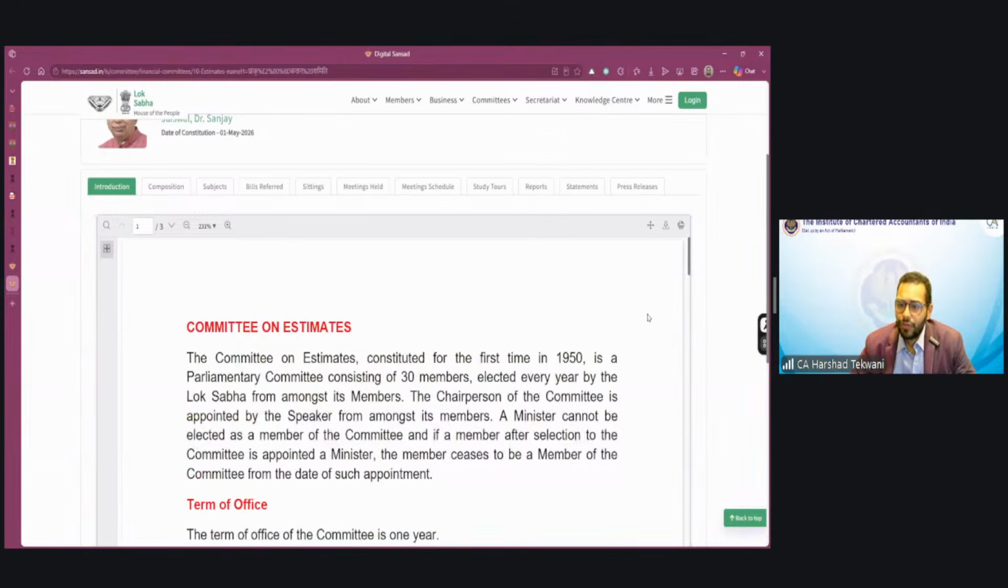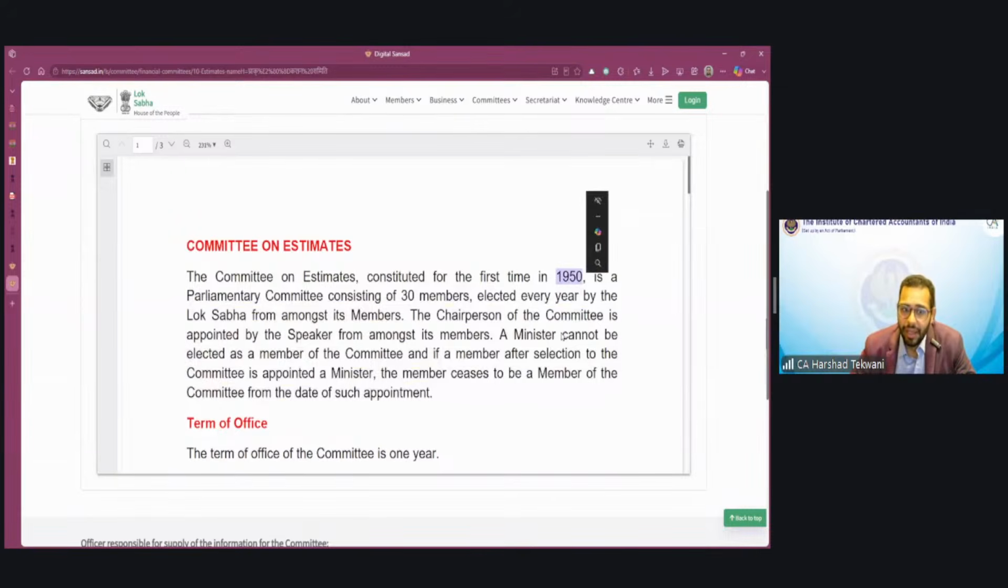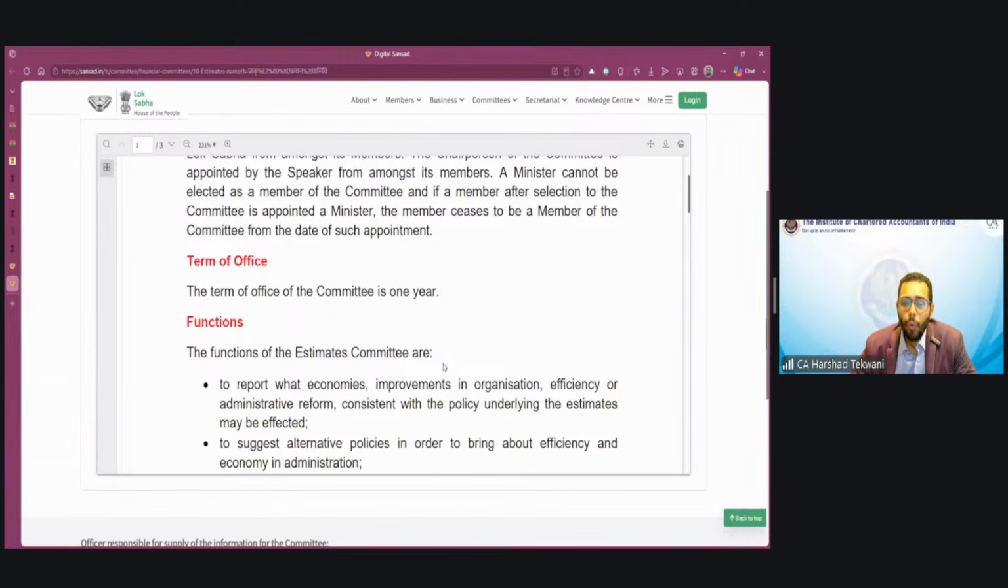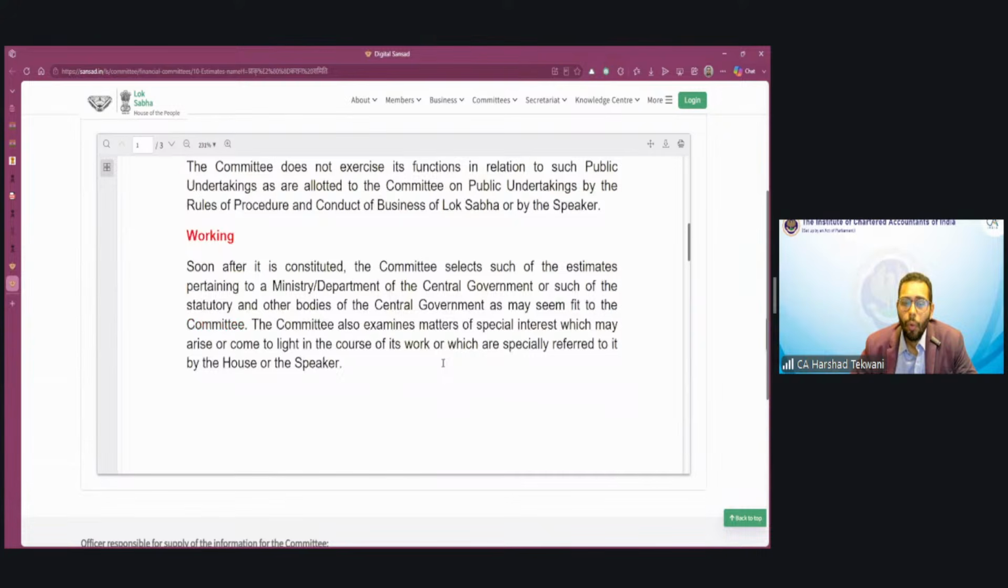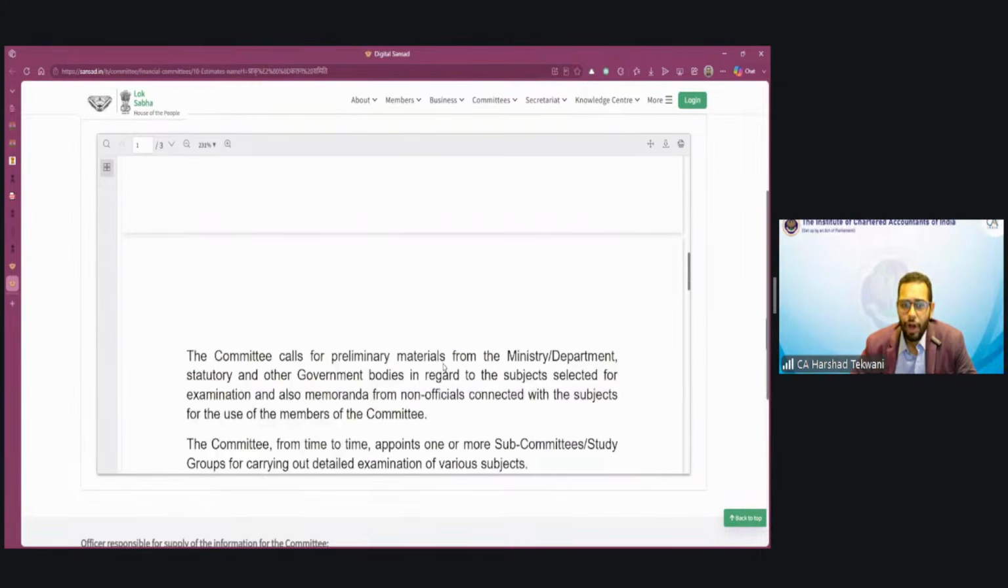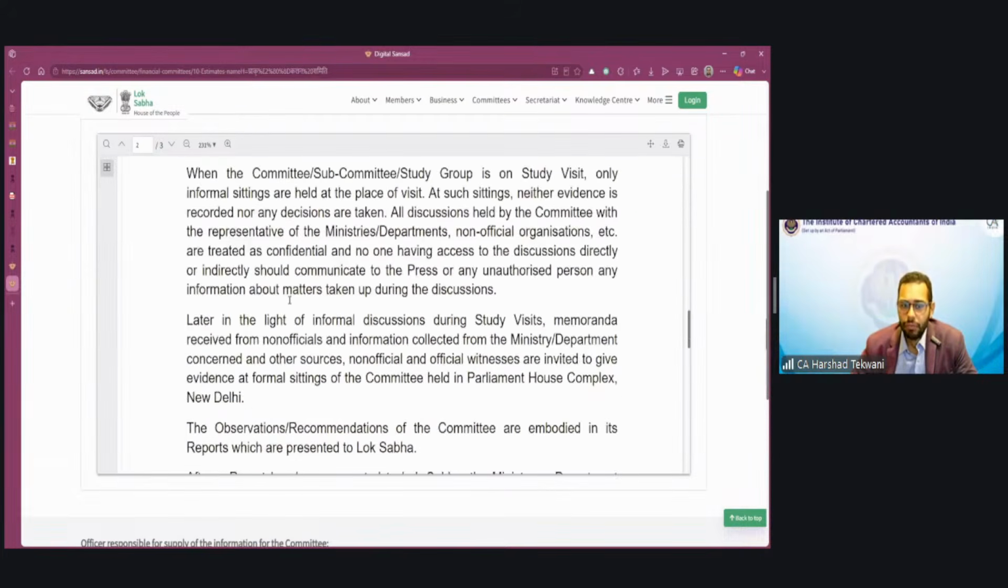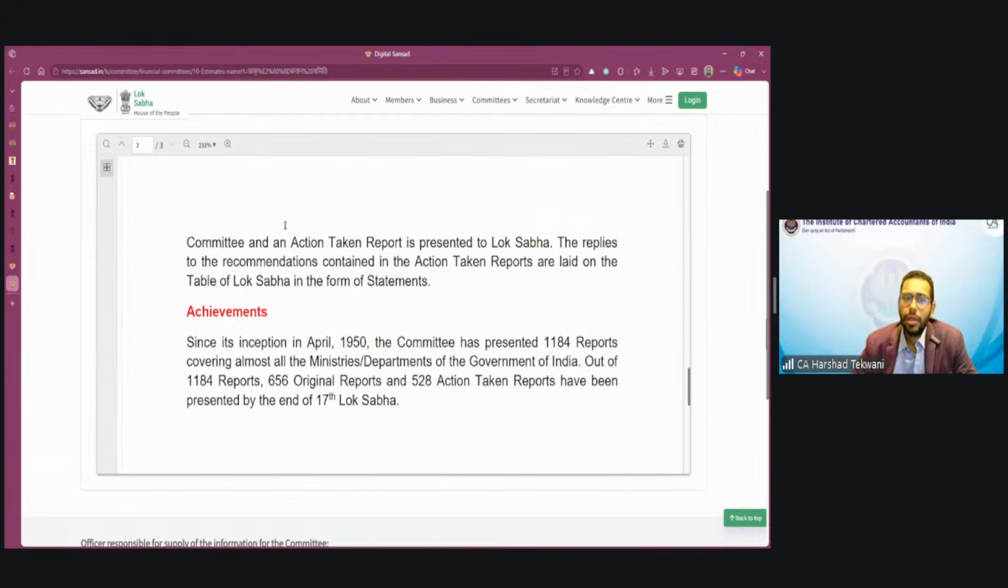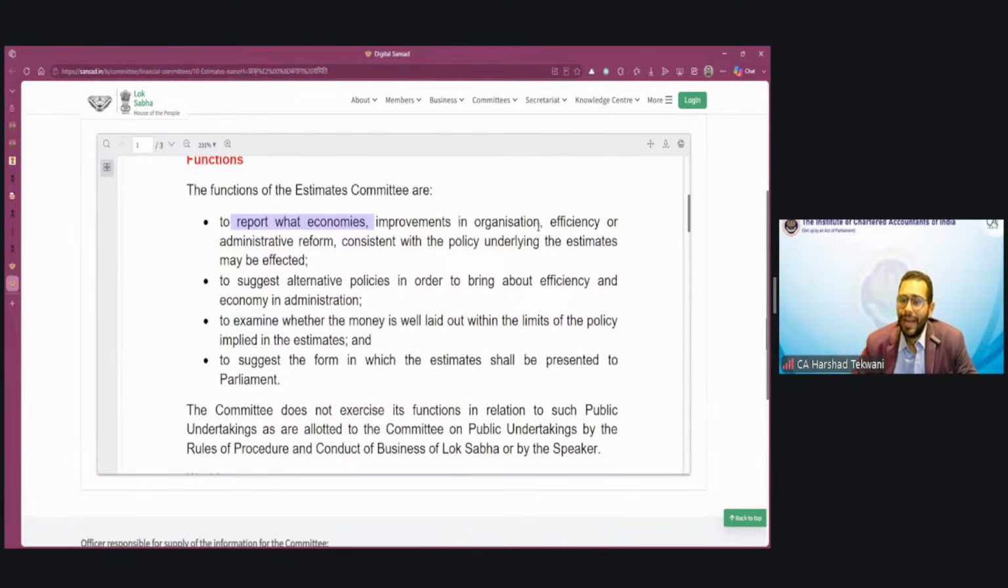This is the committee which was constituted in 1950 and is still there. It consists of 30 members elected every year by the Lok Sabha from its members. What work does this committee do? If I talk about the committee's function, the committee will report economies and improvements in the organization, consistent with the policy, and it may be effective.